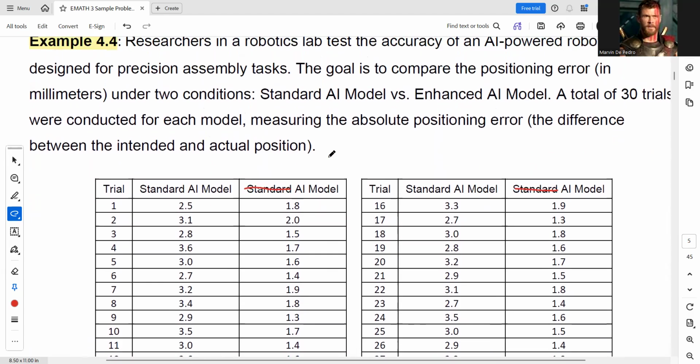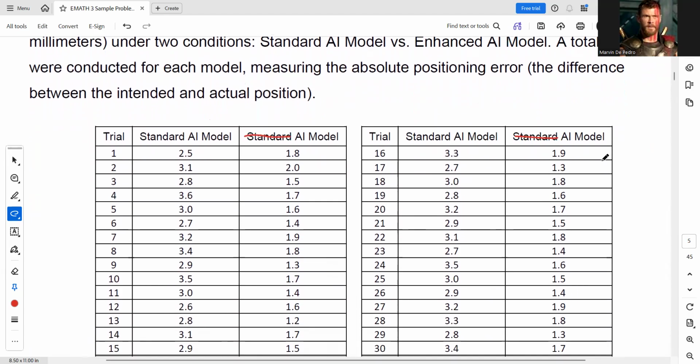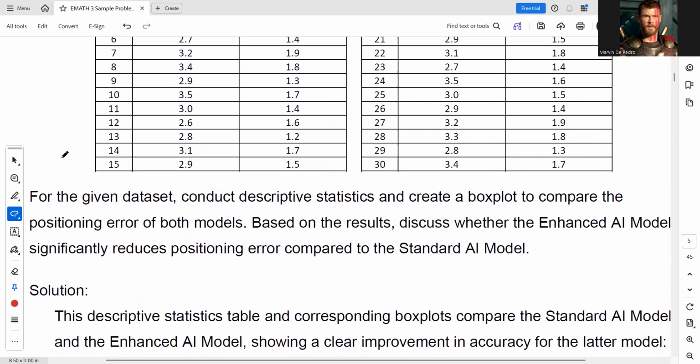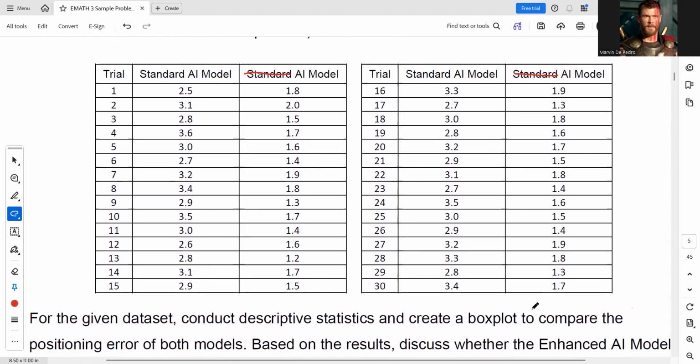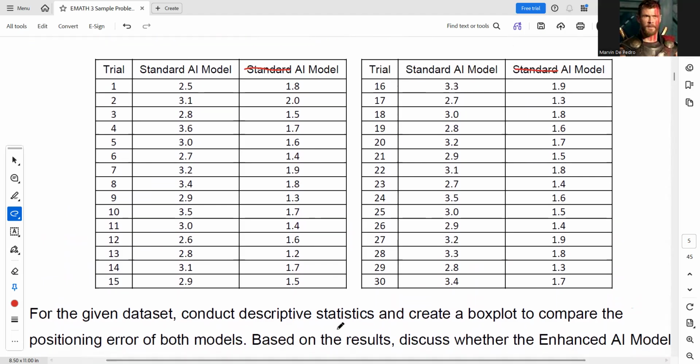And we are measuring the absolute positioning difference between the intended and actual. For that given data set, we are asked to conduct descriptive statistics and create a box plot to compare the positioning error of both models. So, I believe you know already, we just take the mean of these, we take the standard deviation of each, and that's it. We have the descriptive stat.